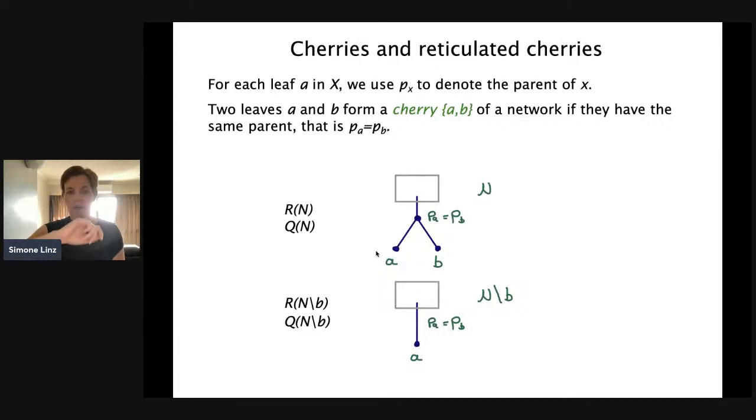And the question is, how do we get the set of triplets and quads for that smaller network? And this turns out to be easy. So we look at R of n and Q of n. And essentially what we do is we delete every triplet and every quad that contains B. So no other operation required. So we can get the set of triplets and quads for the smaller network very easily.